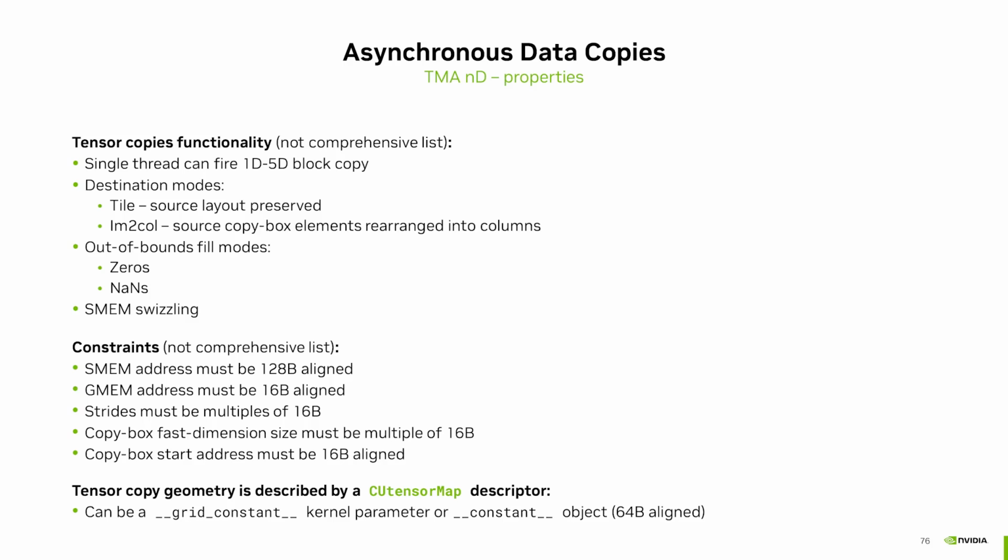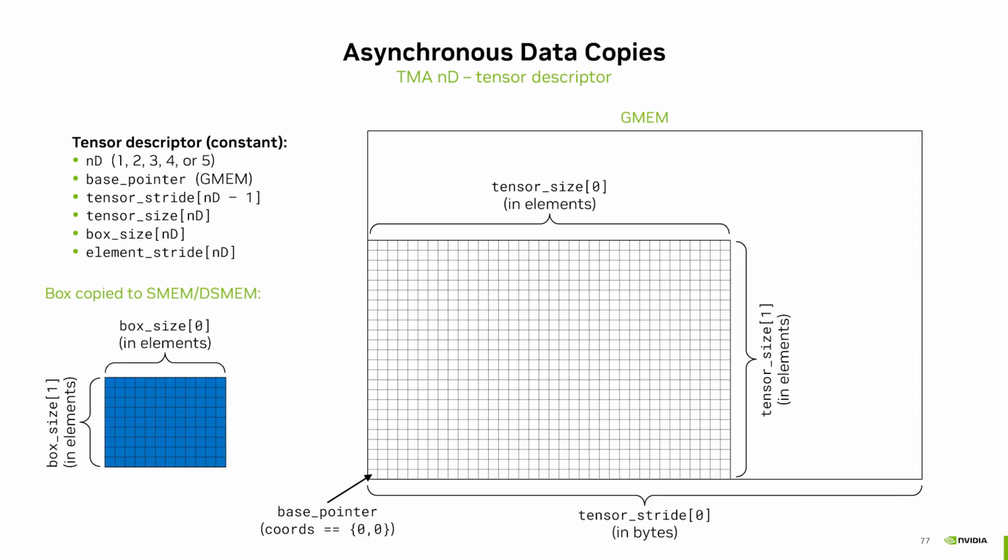So the descriptor incorporates the following information. All my pictures are going to be 2-dimensional, but it extends up to 5 dimensions. First, it's the number of dimensions of our tensor. Then the base pointer, which is always attached to the top of the domain. Then tensor strides, which is this larger box, and tensor size. So strides can be bigger than the tensor. Finally, there is a box size, which describes the size of the volume that we want to copy, and element strides, which I'll talk about later.